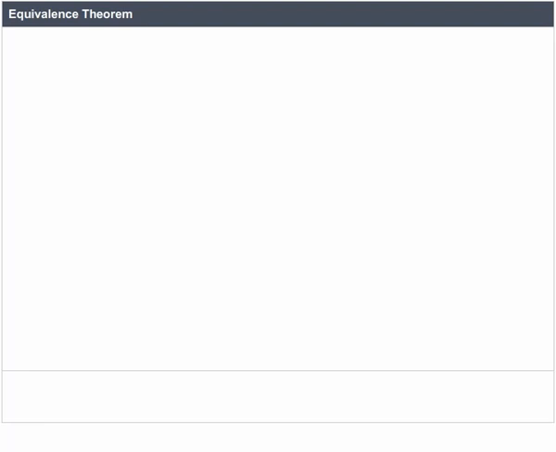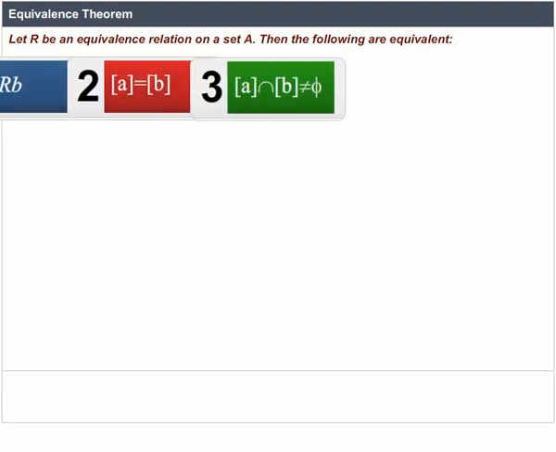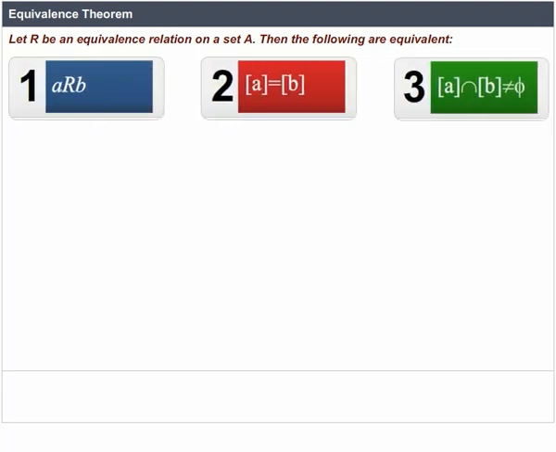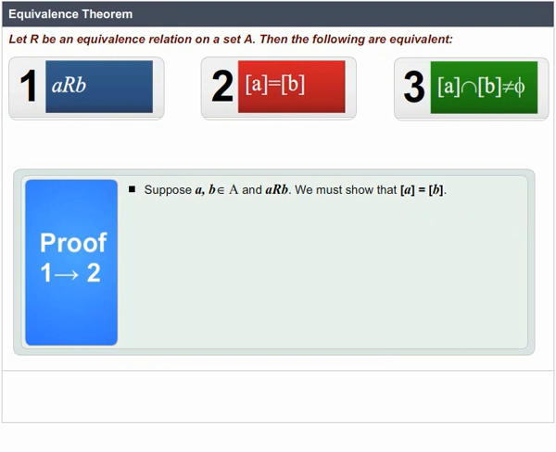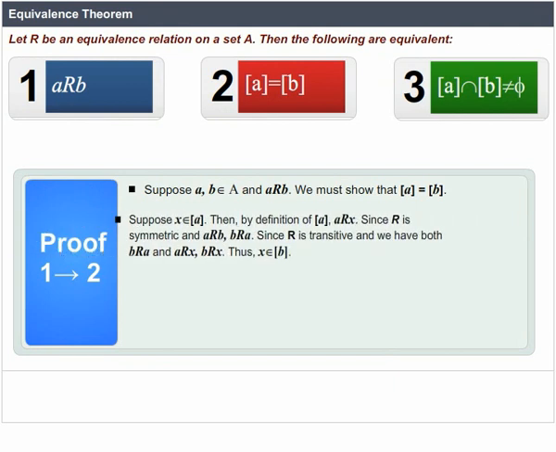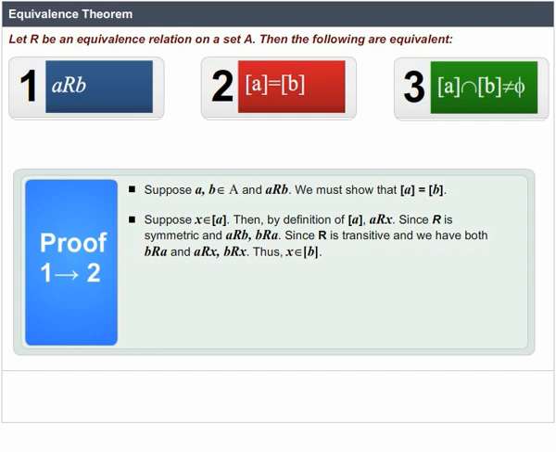Equivalence theorem. Let R be an equivalence relation on a set A, then the following are equivalent. 1. a is related to b. 2. [a] equals [b]. 3. [a] intersection [b] is not equal to empty. Proof: suppose a, b belong to A and a is related to b; we must show that [a] equals [b]. Suppose x belongs to [a], then by definition a is related to x. Since R is symmetric and a is related to b, b is related to a. Since R is transitive, and we have both b related to a and a related to x, b is related to x. Thus x belongs to [b].